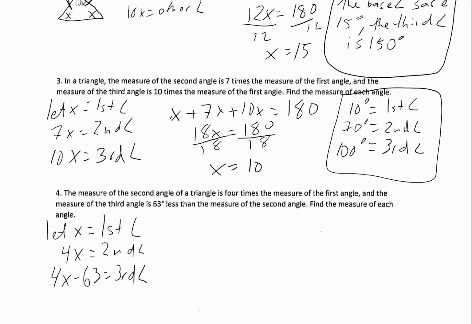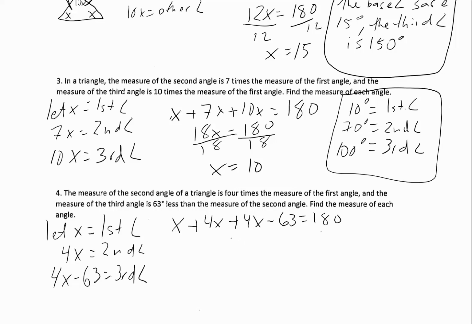So again, we know the least about the first angle. So we're going to say x is the first angle. And then it says the measure of the second angle is 4 times the measure of the first. So 4x. And then it says the third angle is 63 less than the measure of the second angle. So if the second angle is 4x, 63 less than, so minus 63. So we have x plus 4x plus 4x minus 63 equals 180.